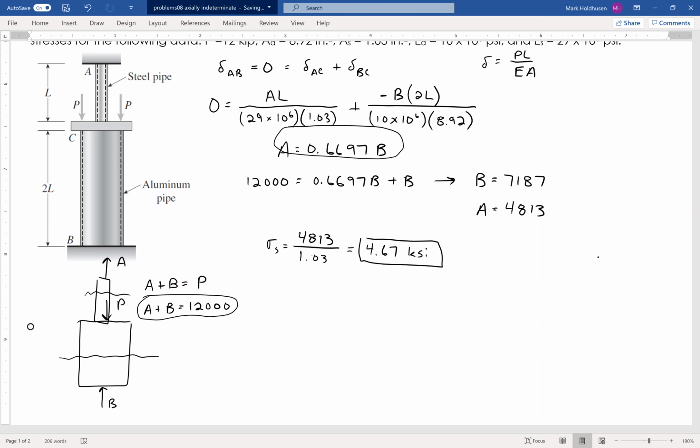Do the same thing with the aluminum. Okay. Negative again because it's in compression. Okay. I know I found it to be a positive, but remember that that was under the assumption that it was negative. So the positive answer means your assumption was correct. Divided by 8.92, and that equals negative 806 psi. And again, negative just means that it's compression. Positive means that it's in tension.